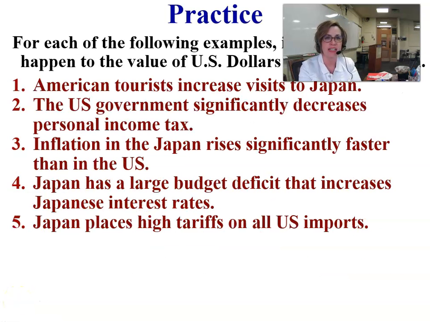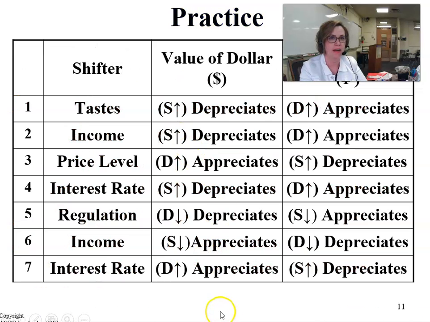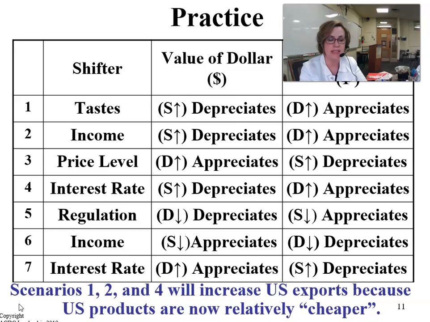For each of the following examples, identify what will happen to the value of the dollar and the Japanese yen. Here is a chart with the answers. The shifter, the value of the dollar, whether it appreciates or depreciates, as well as the value of the yen. Note that scenarios 1, 2, and 4 will increase U.S. exports because U.S. products are now relatively cheaper.